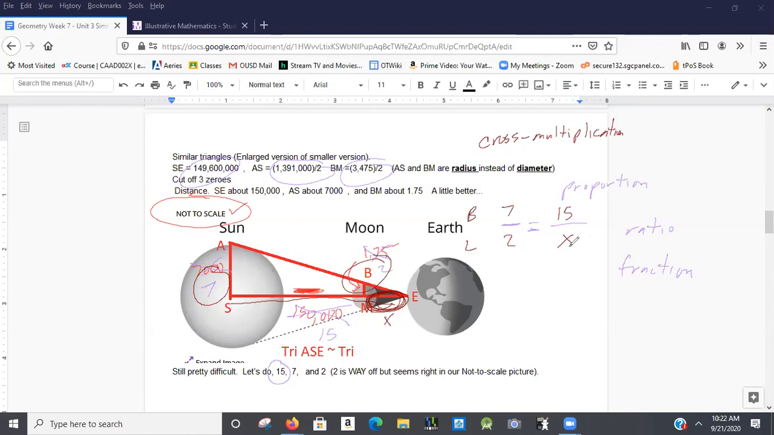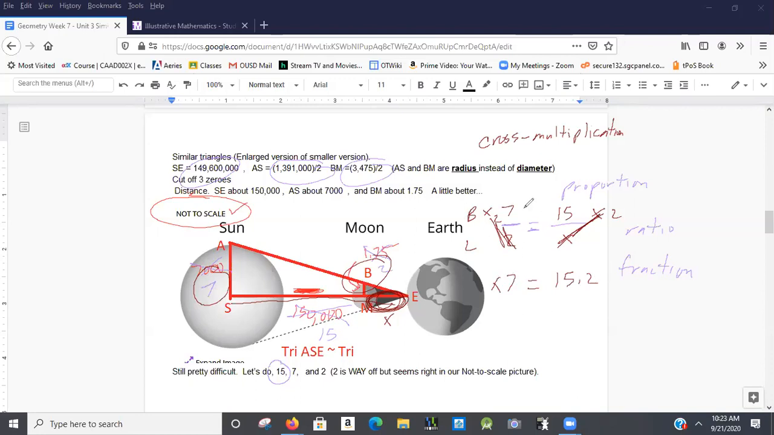So if I want to get rid of the X, I can multiply both sides by X, and the X will cancel, okay? Multiply both sides by X, that X goes away, it's over here. And if I want to get rid of this 2, if I multiply both sides by the 2 over here, it cancels. So I got X times 7 equals 15 times 2. No fractions, much easier to solve.